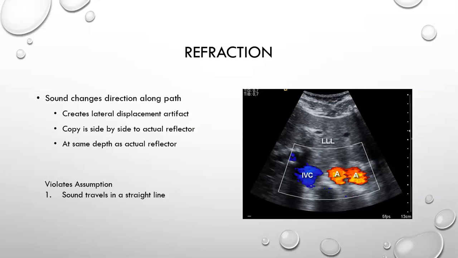Refraction, one of our favorites. This is just simply a physics thing where sound changes its direction along a path. Like grating lobes and side lobes, this causes a lateral displacement artifact where things are moved to the side of where they should be. So a copy is side by side to an actual reflector. Again, same as grating lobes and side lobes, they are lateral displacement artifacts.